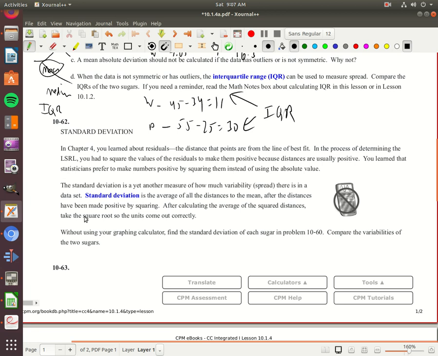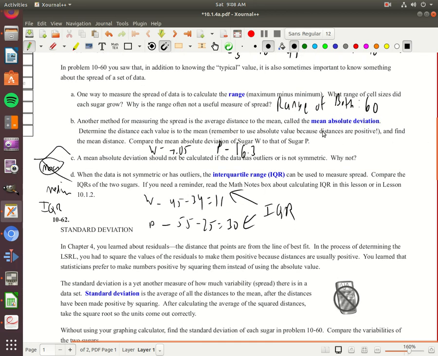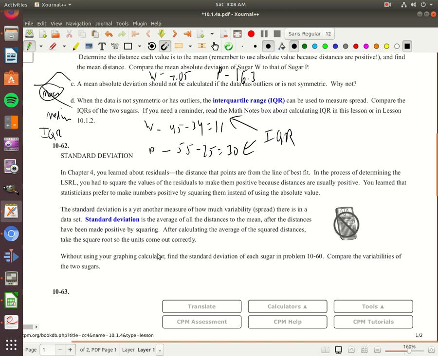In chapter 4, you learned about residuals, the distance that points are from the line of best fit. In the process of determining the LSRL, you had to square the values of the residuals to make them positive because the distances are usually positive. Statisticians prefer to make numbers positive by squaring them instead of by using absolute value. Obviously, we use absolute value up here in mean absolute deviation, so we're not going to use absolute value again to do standard deviation. We're going to square it.